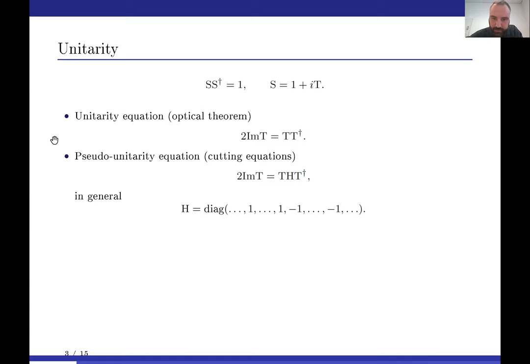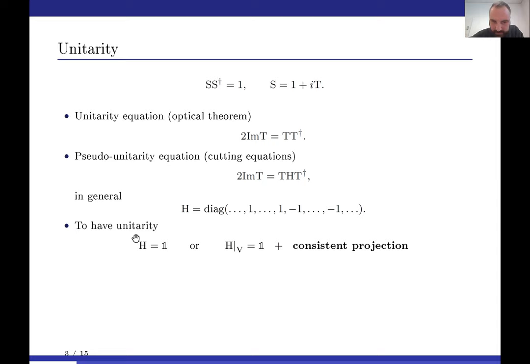They are diagrammatic equations, which means that they are valid Feynman diagram by Feynman diagram. But they can be recollected, and they assume this form, which resembles the unitarity equation. So we call it pseudo unitarity equation. In general, the difference from the unitarity equation is this matrix H, which in general has plus ones and minus ones. So if you want to prove unitarity in a theory, or try to understand if a theory is unitary or not, you have two possibilities. One possibility is that H is the identity, so the cutting equations are, obviously, the unitarity equations. And this is what happens in standard theories.